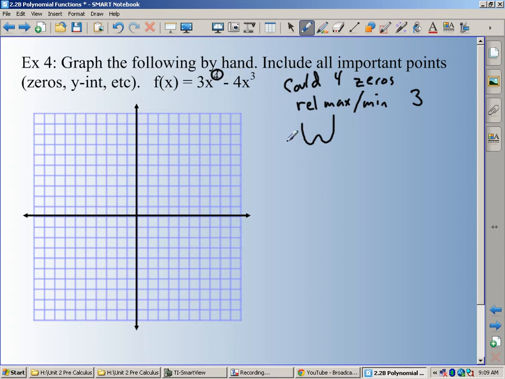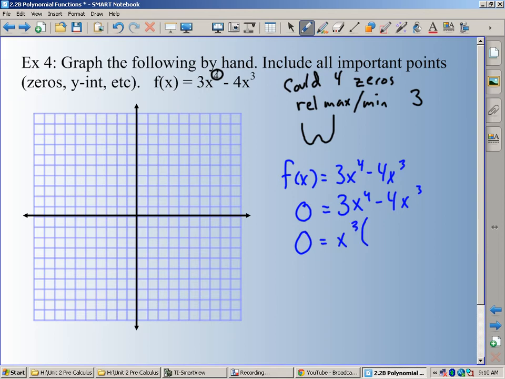So the original function is 3x to the fourth minus 4x cubed. If I set f of x equal to 0, I'm going to say 3x to the fourth minus 4x cubed equals 0. You'll notice that I have an x cubed in common, so I'm going to factor out an x cubed, and I'm left with 3x minus 4. So now using my zero product property, I can separate these factors and say x cubed equals 0 and 3x minus 4 equals 0. You'll notice I must have a multiplicity of 3 for x equals 0.